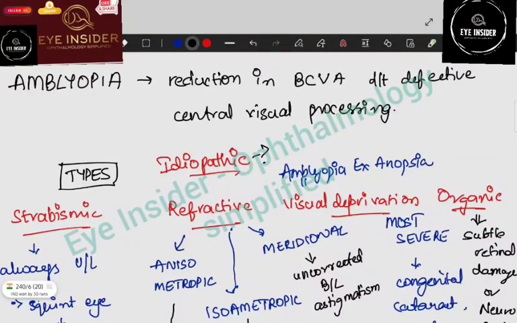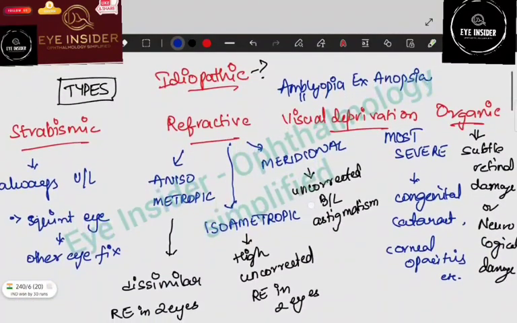In today's class, we'll discuss amblyopia. It is the reduction in visual acuity due to defective central visual processing. Coming to the types of amblyopia, we have strabismic, refractive, visual deprivation, organic and idiopathic amblyopia.